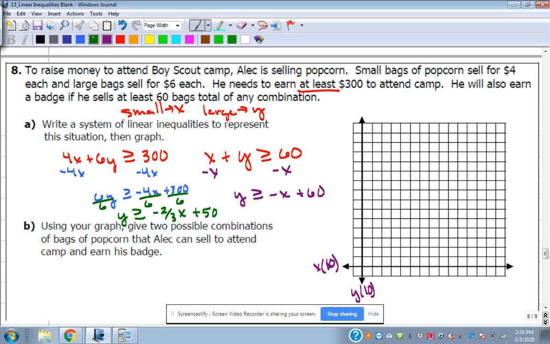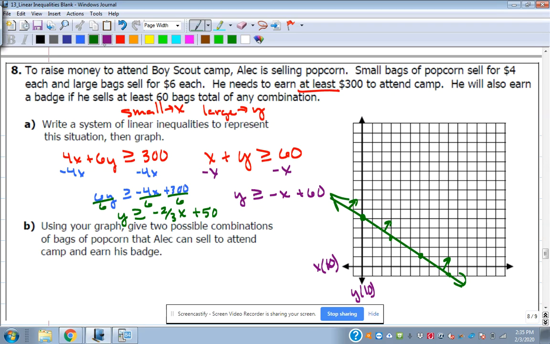So to graph the y is greater than or equal to negative 2/3 x plus 50, I'm going to go to 50. Down 2 over 3. Down 2 over 3. And it's going to be a solid line. That's right. Shading. I could do 0, 0. Is 0 greater than 50? No. So I'm going to shade above that line. I'm just going to put my arrows on it.